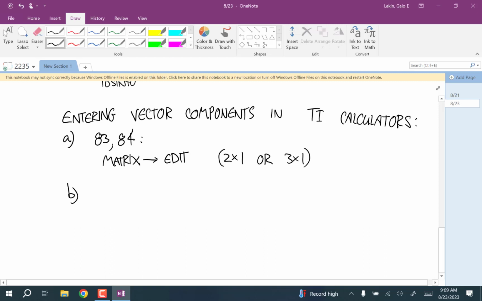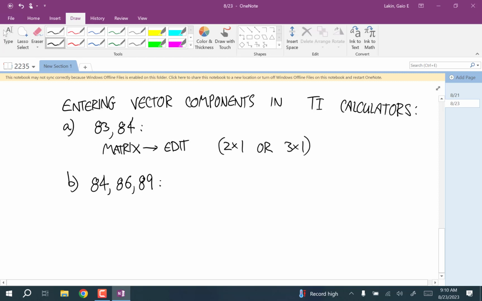If you have certain TI-84s or 86s or 89s, you can just enter a vector as, so square bracket to start the vector, then another square bracket to indicate a row of this matrix. Like this is just the matrix notation.